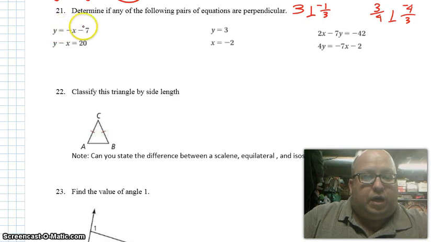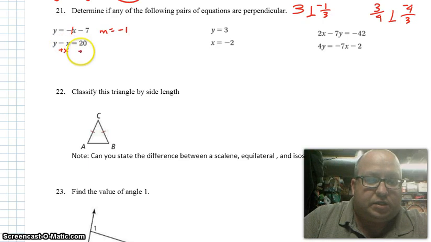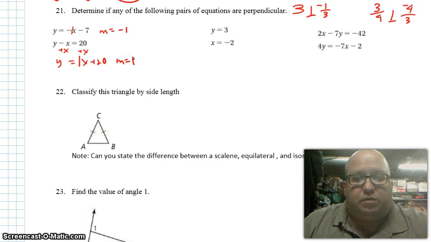Well, let's look. We've got y equals negative x minus 7. That's actually negative 1x, so the m for this one is negative 1. Well, this one we're going to have to move around. I'm going to add x, and I'll have y equals x plus 20. That's actually 1x, so the slope of this one is 1.